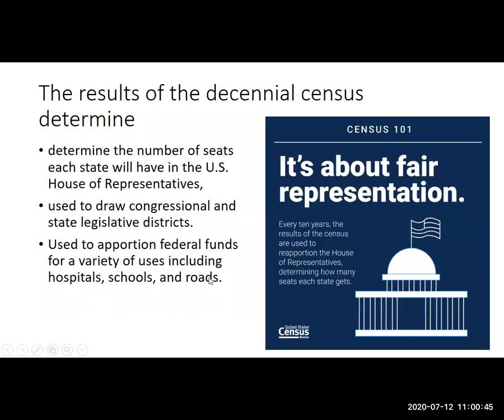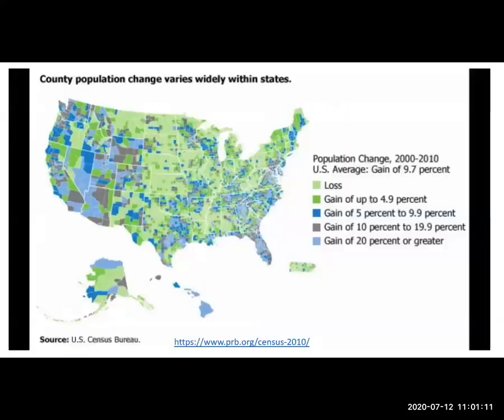The results of the census and decennial, again, a fancy word that says every 10 years, determines the number of seats each state will have in the U.S. House of Representatives. It's used to draw congressional and state legislative districts, and it's used to apportion federal funds in a variety of uses, including hospitals, schools, and roads. So basically, the money that's going to be going from the federal government back to the local population.